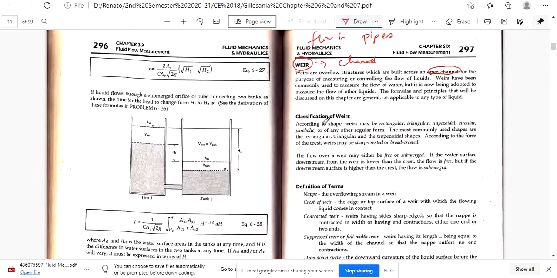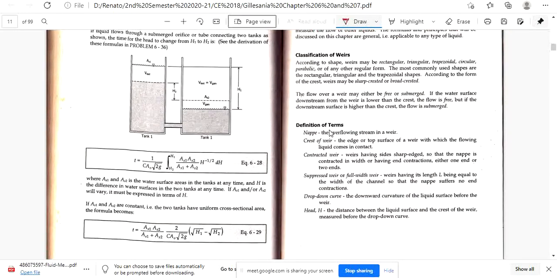So there are classifications of wears according to the shape. It could be rectangular, triangular, trapezoidal, and circular or parabolic. In trapezoidal, there's a regular Cipolletti wear and a non-regular trapezoidal wear.